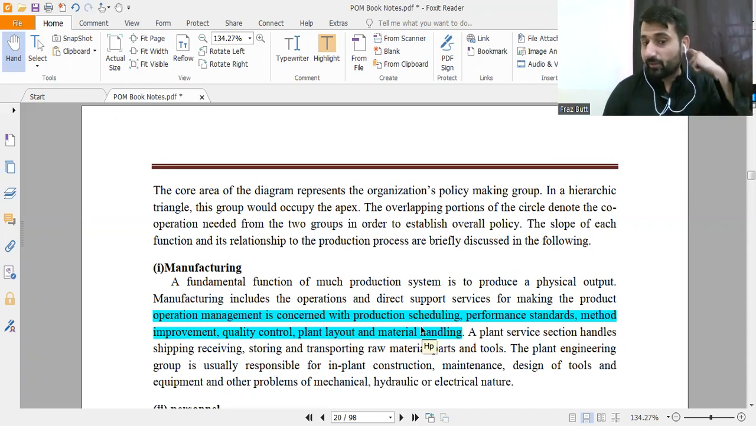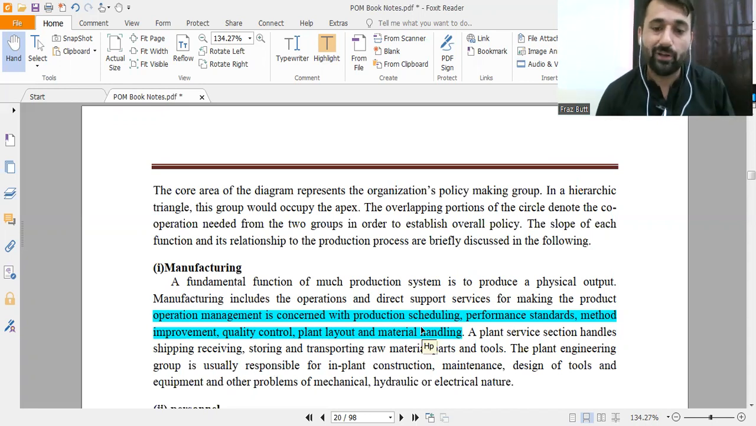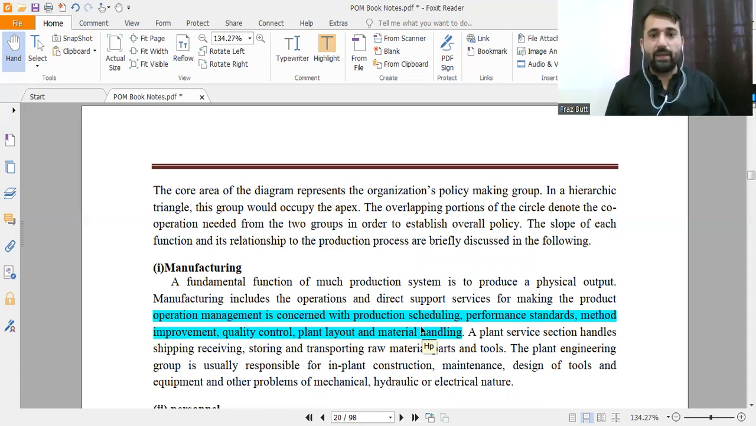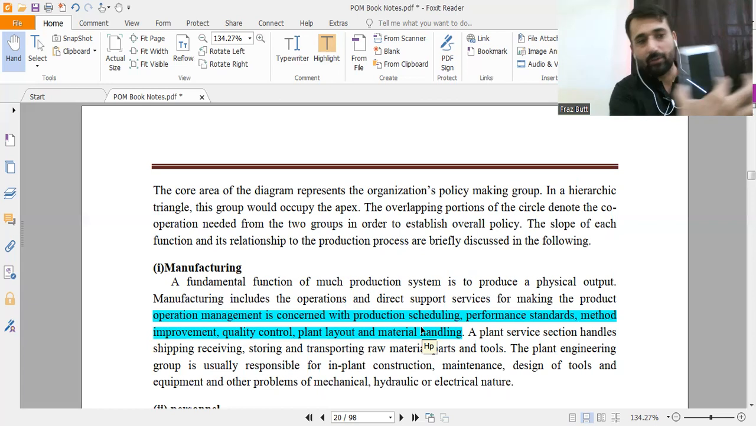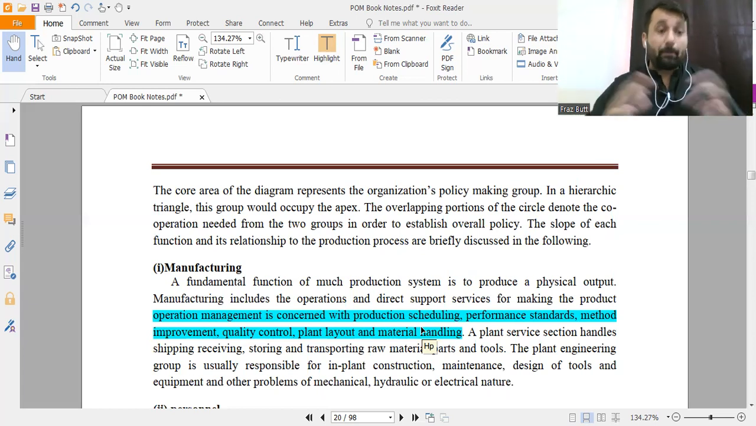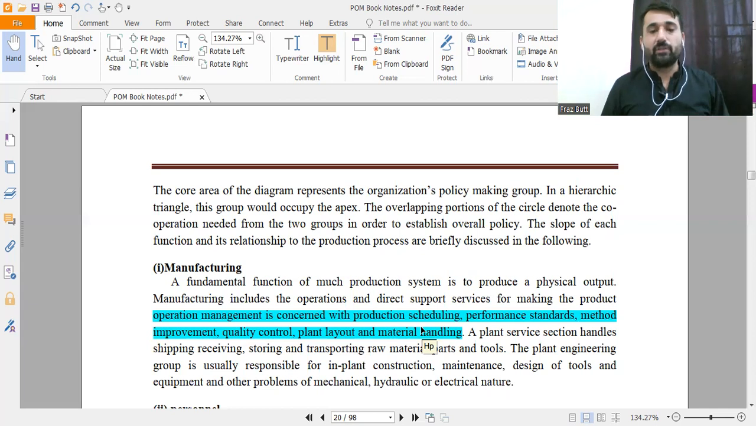An operations manager is concerned with production scheduling, the performance standards you have to comply with, and the methods for the various products you are making. Maybe you are supposed to follow different methods for different products. So all those things, and the plant layout. Plant layout means, for example, if this mobile is manufactured on a particular machine, there will be a particular layout to manufacture this device. So a plethora of things a production manager needs to keep in his mind. This is the first function.